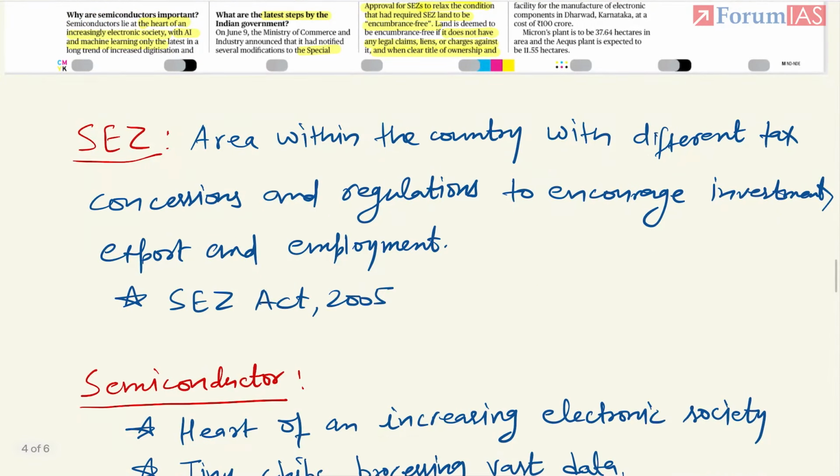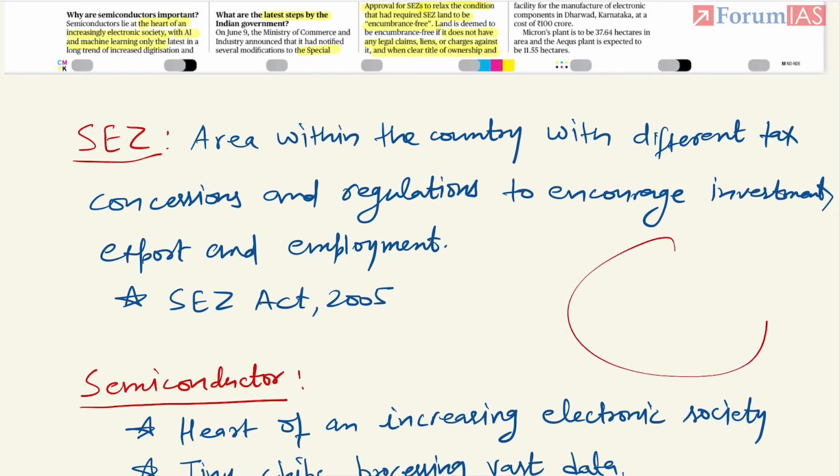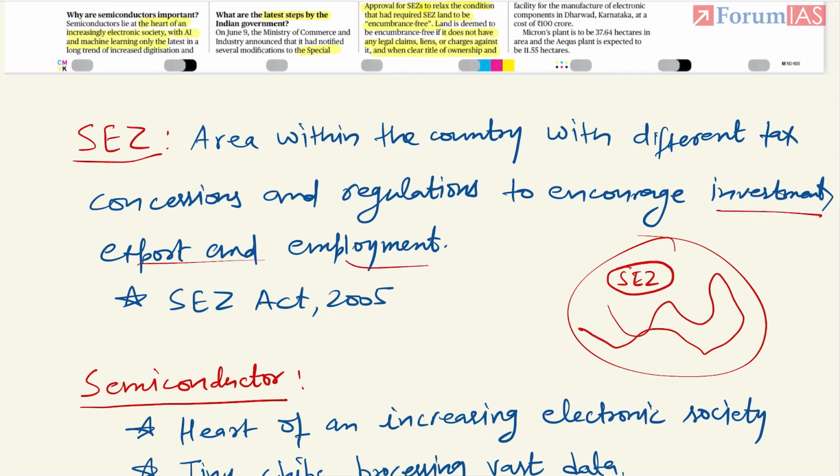Basically, see, if this is a country, then I make this area a special economic zone. This area will have different regulations than this area. Why? In order to promote investment, export and employment.